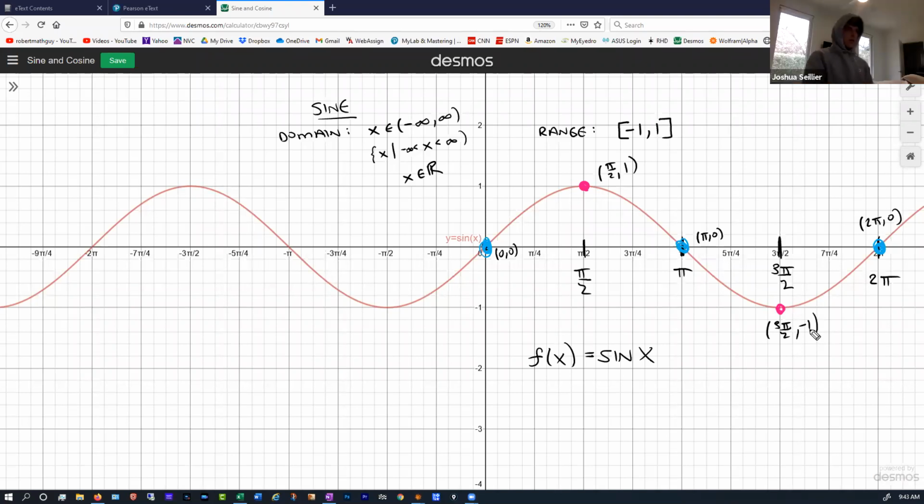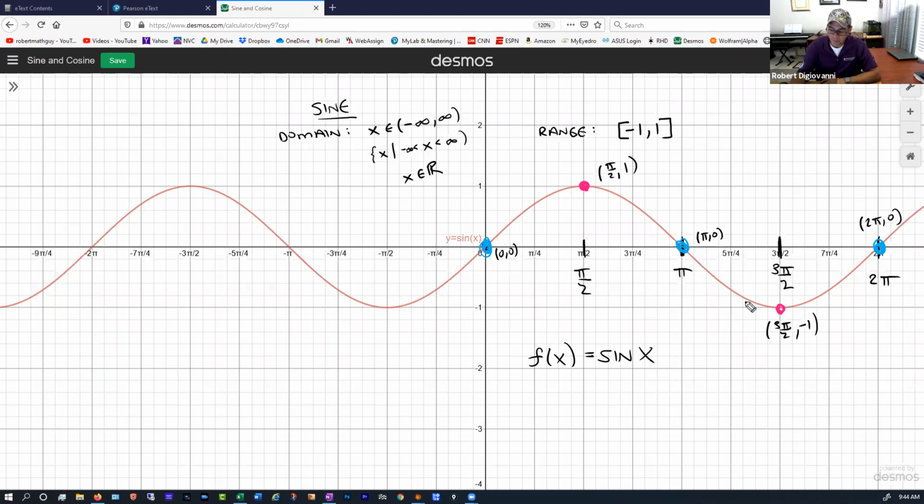Okay. What I'm trying to get you to wrap your head around for right now is that to graph a sine function, we need 5 points. We need to know that 3 of those points are x-intercepts, and the other 2 points are the peak and valley. That's the big thing to take away from this right now.